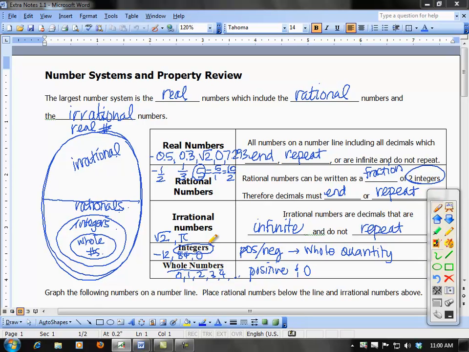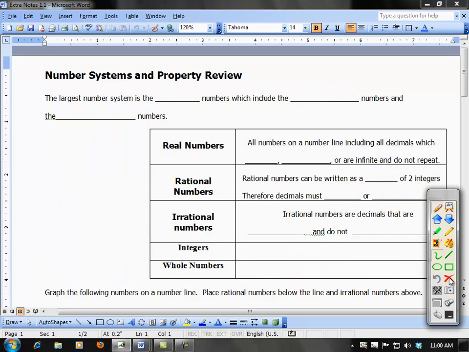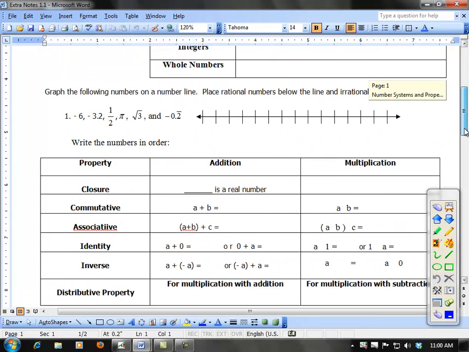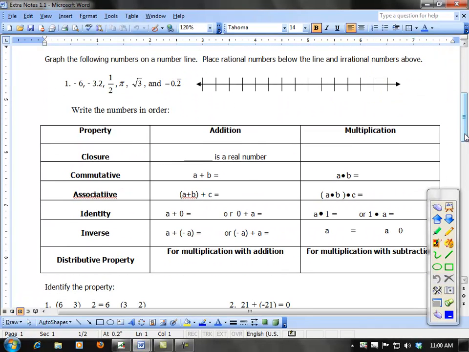So here's what we're going to do. We're going to put these ideas on a number line. So let me move this down. Now, as I look at this, place the following numbers on the number line. Rational numbers need to go below. Irrationals, we just want to write the answer above. And the only reason we're doing that is to kind of separate them.